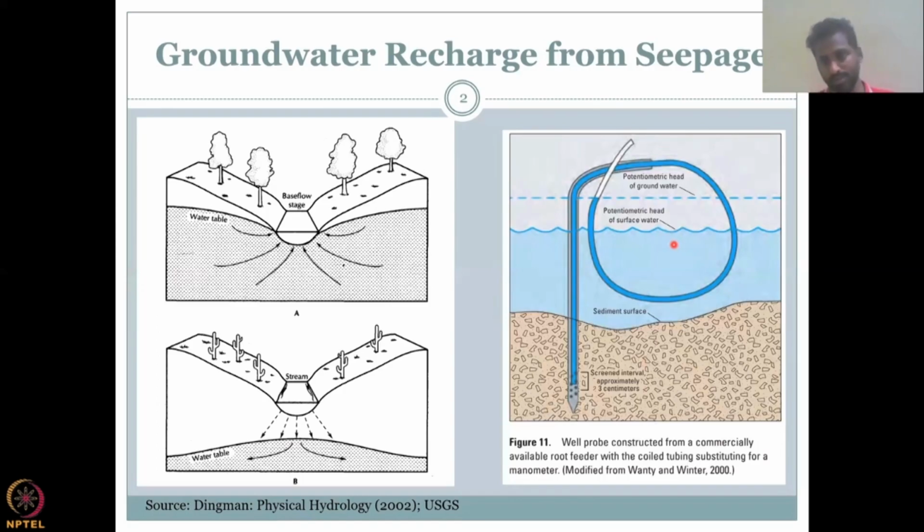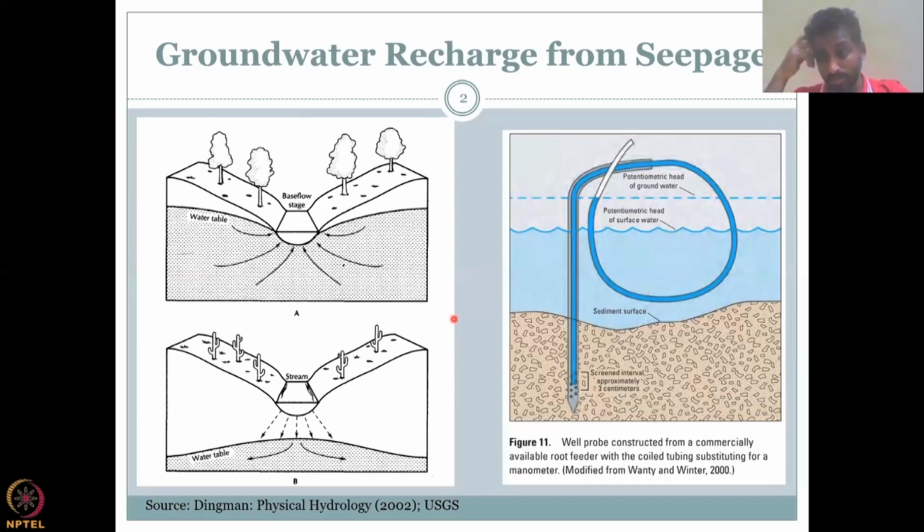So let's see how we can measure it. This is a method as given by Lee and Cherry and promoted in the USGS book. USGS has a manual for all these different things: recharge estimation, discharge estimation, rainfall, etc. And most are used in Indian terms with slight modifications.